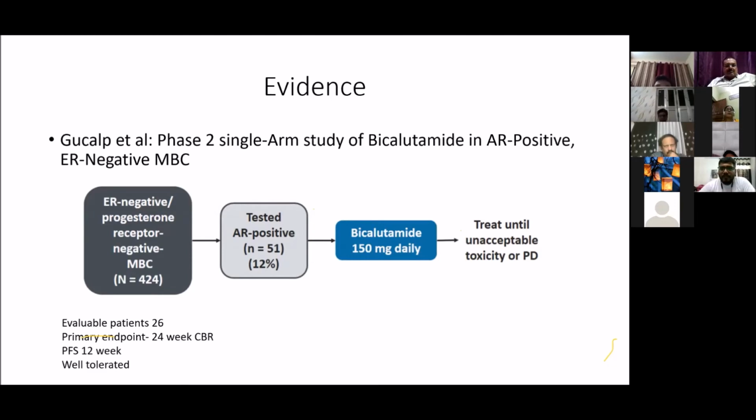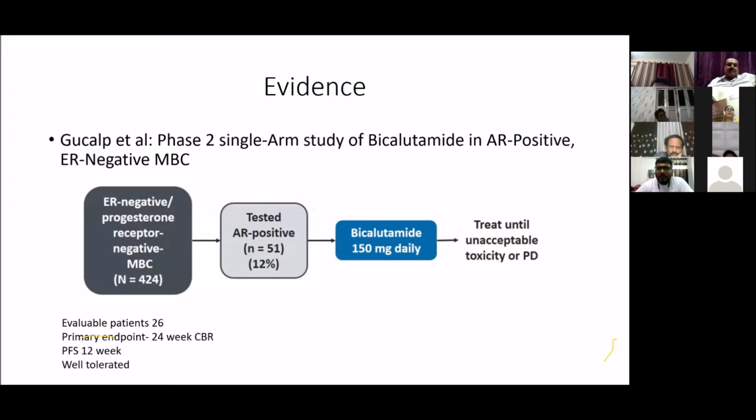Now the clinical benefit ratio is usually a phase 2 endpoint, which means that when we give a drug, either complete response, partial response, or stable disease at a particular time interval is called clinical benefit response. So the primary endpoint was 24-week clinical benefit ratio. PFS was 12 weeks, and the drug was well tolerated.